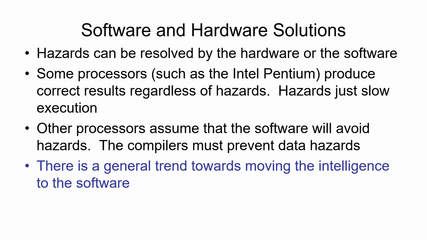The hazards can be resolved either by the hardware or by the software. In the Intel processors, the hazards are resolved by the hardware. Regardless of what kind of hazards occur, the processor always creates the correct result. On the other hand, there are some processors that don't avoid hazards. It is the requirement of the compiler to prevent hazards. In other words, the compiler or the assembly language programmer must order the instructions so that they don't create any hazards, particularly data hazards. In general, there's a trend towards moving intelligence to the software.